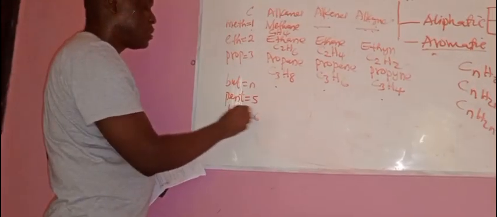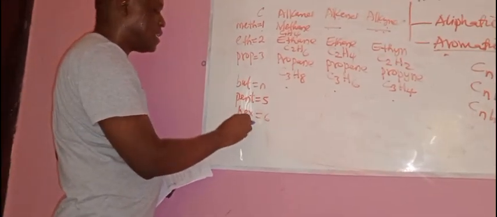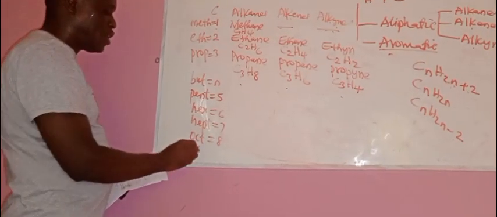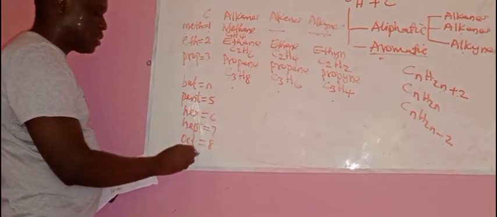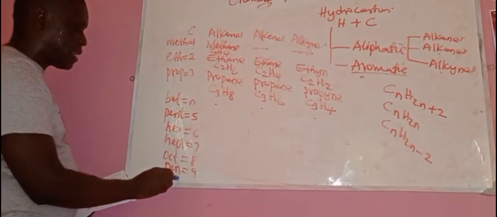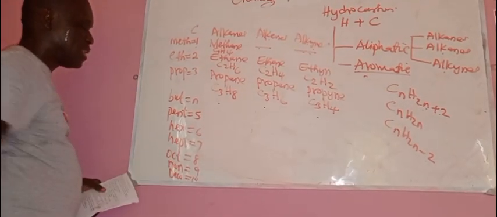Hex means what? 6. We have hexane. Hept means what? 7. We have heptane. Oct means what? 8. We have octane. Non means what? 9. We have nonane. Dec means what? 10. I'll stop here.